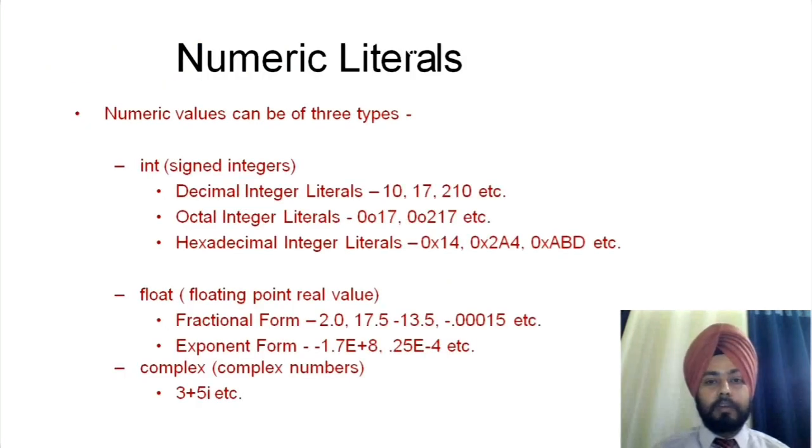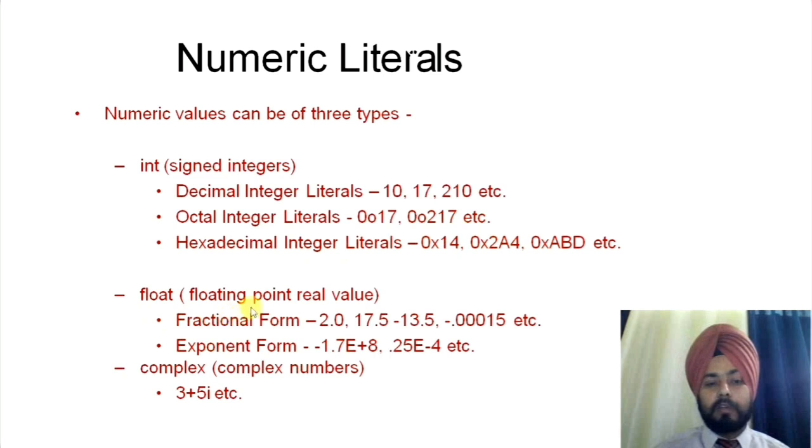Next is numeric literals. Numeric values can be of three types. The first is integer, signed integers. Among integer values there are decimal integer literals, that is 10, 17, 210, and octal integer literals, 0017, 00217 etc. Hexadecimal integer literals are given below. These are examples of hexadecimal.